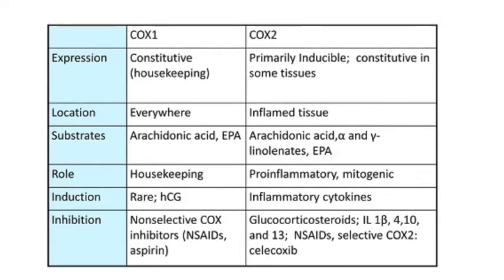Role for COX-1, as we said, is housekeeping. Role for COX-2 is pro-inflammatory and mitogenic. Induction is rare for COX-1, although it can be induced by human chorionic gonadotropin during pregnancy. COX-2 is induced by inflammatory cytokines. Inhibition: COX-1 is inhibited by non-selective COX inhibitors like NSAIDs and aspirin, whereas COX-2 is inhibited by glucocorticosteroids, interleukin-1 beta, 4, 10, and 13, NSAIDs, and selective COX-2 inhibitors like celecoxib.